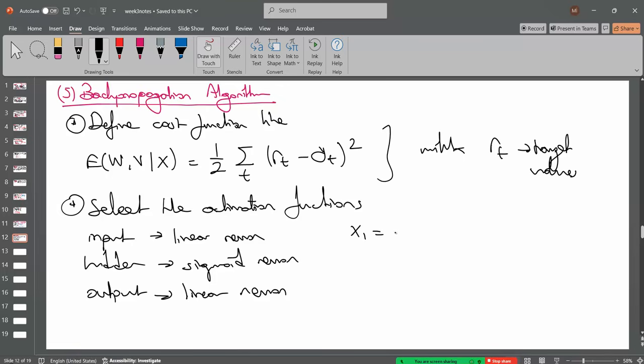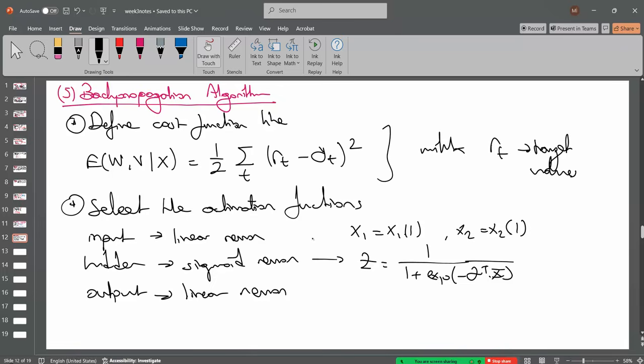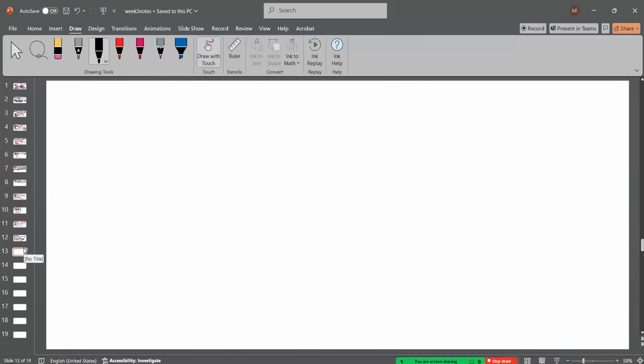What is the linear neuron? Linear neuron means that x1 times 1 is linear, and x2 equals x2 times 1. And what is the sigmoid one? Sigmoid is equal to 1 divided by 1 plus exponential of minus theta transpose x vector. And in the output, y is equal to v transpose times the z value. Okay? This is the structure, and so we need to derive the update rules here.